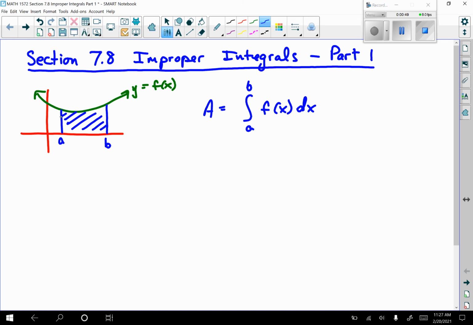Now notice I have a distinct left boundary and right boundary here. But what happens if I only have one boundary or no boundaries? That is what we'll consider to be improper integrals.